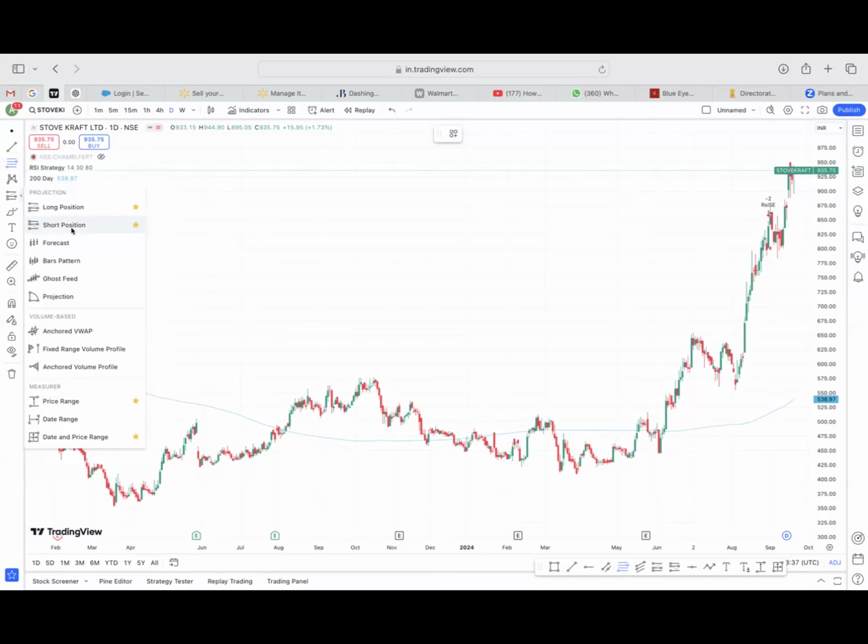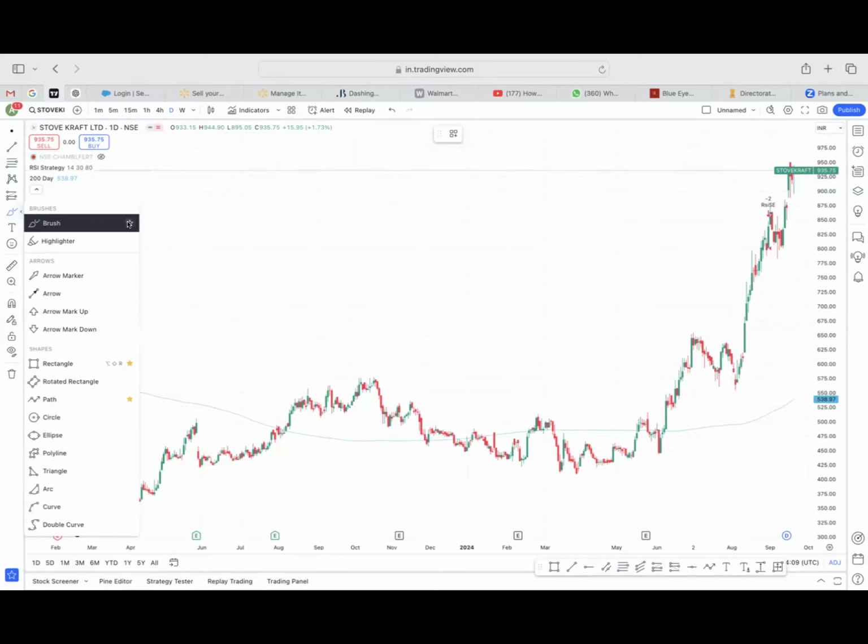That's very important. Where is long position? Where do we get it? In this projections panel, you will see long position, short position, price range, date and price range. These four you have to mark in this one. Long position, short position, price range and date and price range. Okay, done.